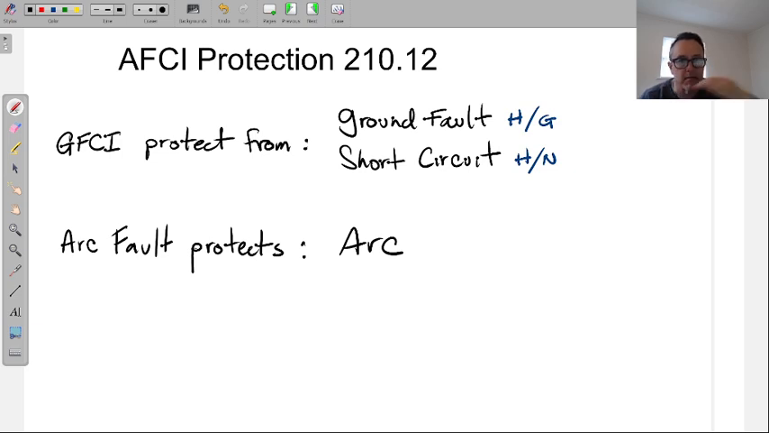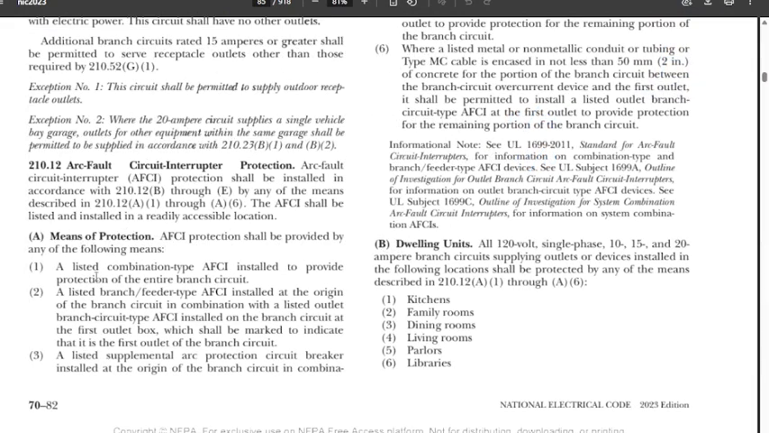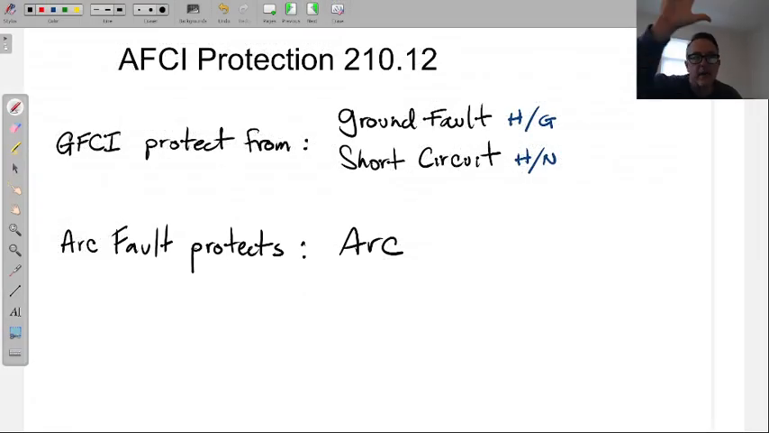Now the code doesn't say every breaker has to be AFCI. This is kind of what this section goes into, although I don't like to dive too deep into it. It goes into a couple of things where you could have either or. Either you have the outlets or you have the breaker. In some cases you have to have both. So it gets into a bunch of different scenarios. But yes, keep that in mind.